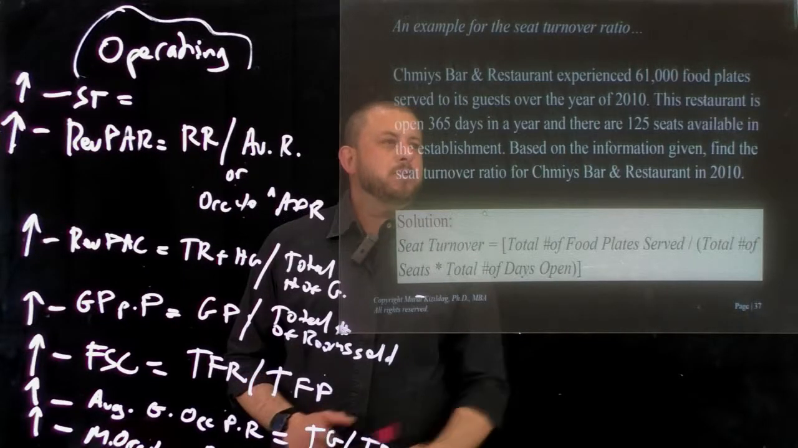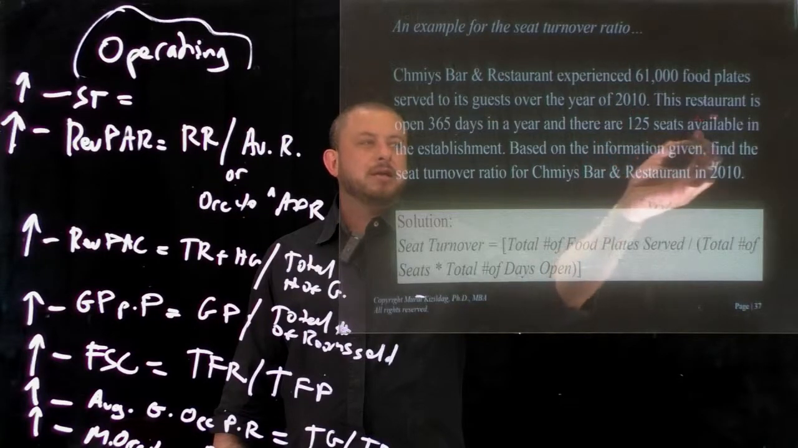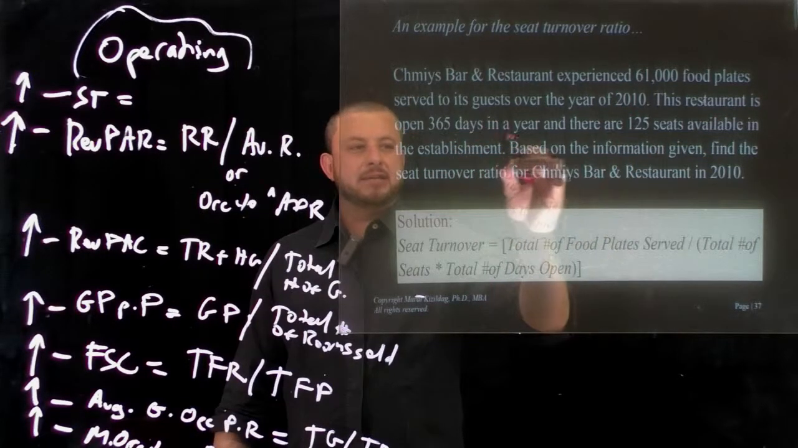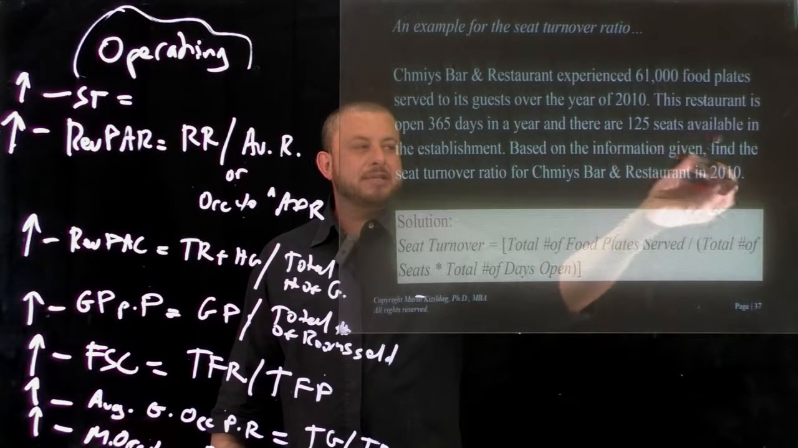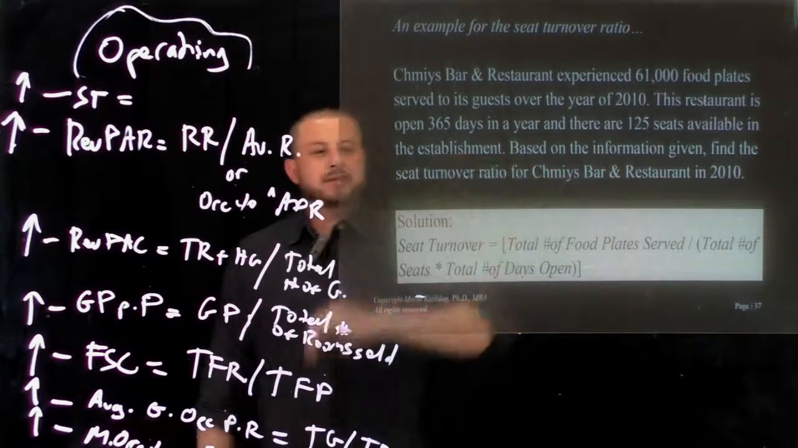Chimi's Bar and Restaurant experienced 61,000 food plates served to its guests over the year 2010. This restaurant opened 365 days in a year, and there are 125 seats available in the establishment. Based on the information given, find the seat turnover ratio.